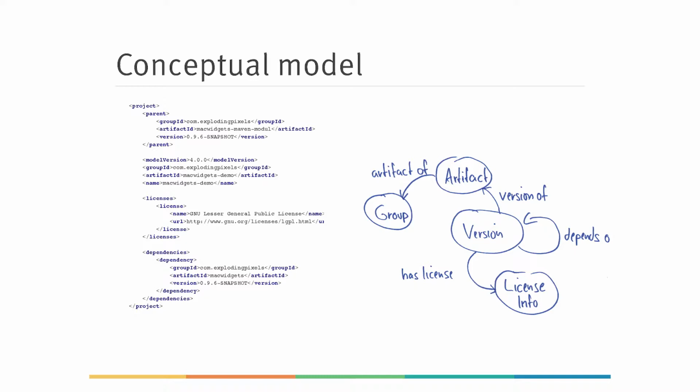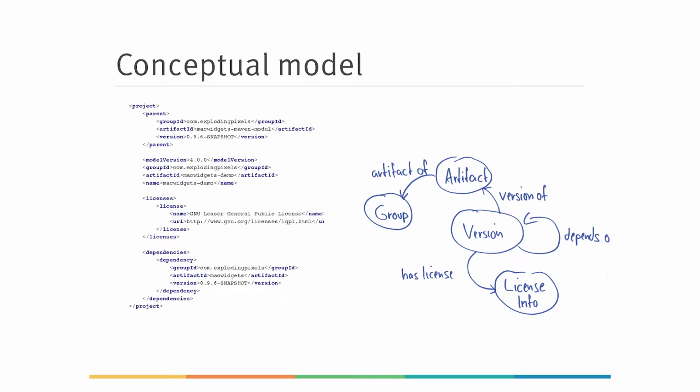For this group, in this group are a lot of artifacts, and these artifacts, of course, have a lot of versions. And the version is the most central element because there we have all the dependencies. The dependency tree is on the versions. They depend on one another. And also the licenses are tracked by the versions.